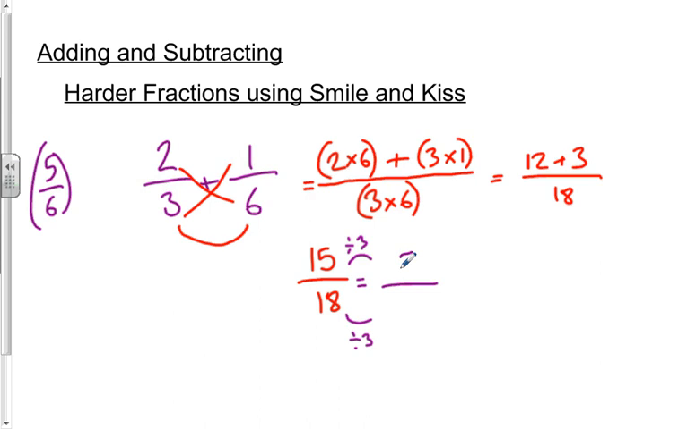15 divided by 3 is 5. 18 divided by 3 is 6. 5/6. Our equivalencies, if you spot them, can make this faster, but the smile and kiss will work every time. It just means we end up with bigger numbers that we then have to simplify.